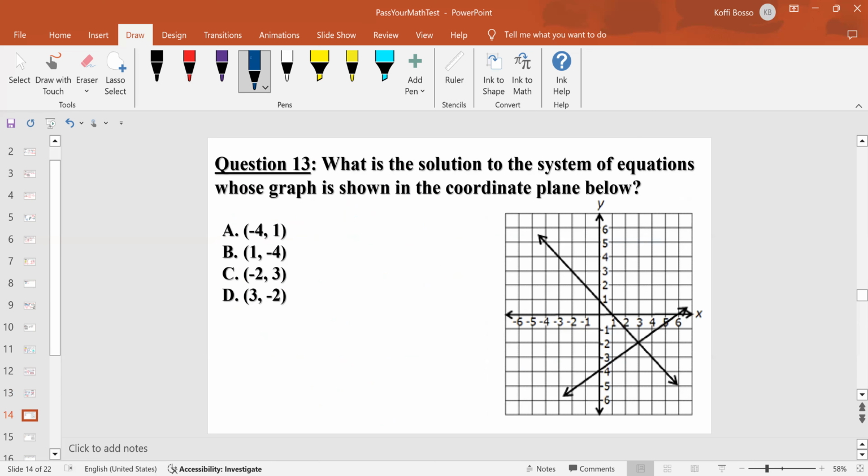Question number 13. What is the solution to the system of equations whose graph is shown in the coordinate plane below? So they switch the question here. That means what? Usually they give you the system of equations to solve. But this time they graph the system and ask you to pick the correct answer. So when you have 2 lines, and they ask you to find the solution.